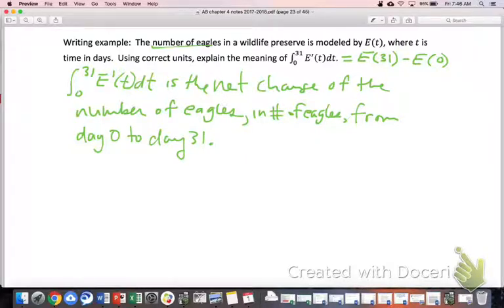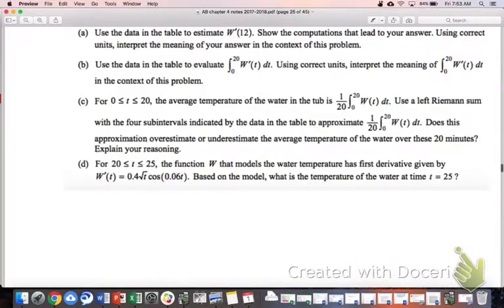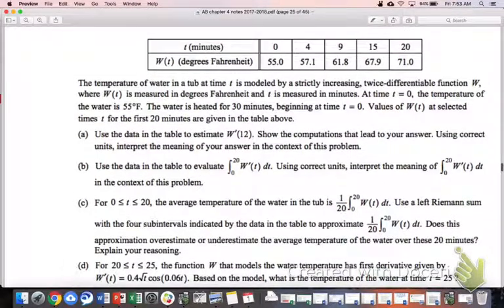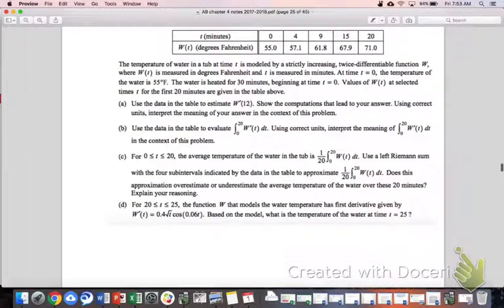Anybody else? Okay, fantastic. I think you'll see this question come up again right now. Take a look here, skip over that one. We already did the Camp Newton question, but we have not done this one. Okay.